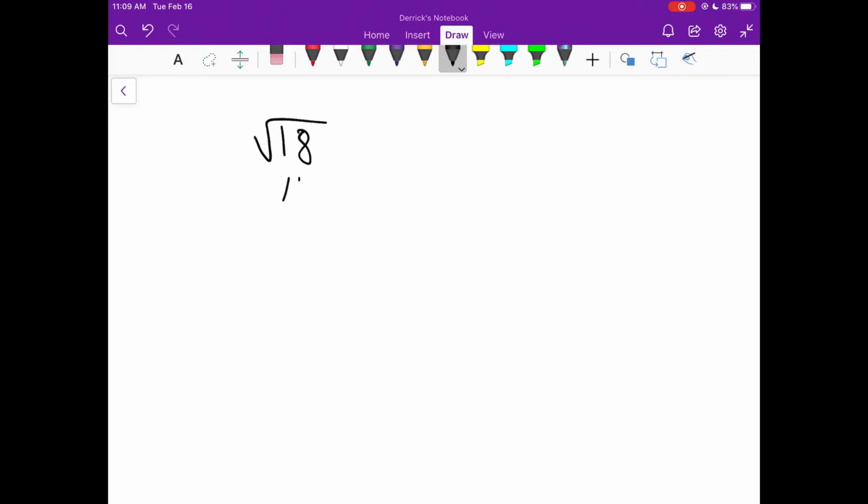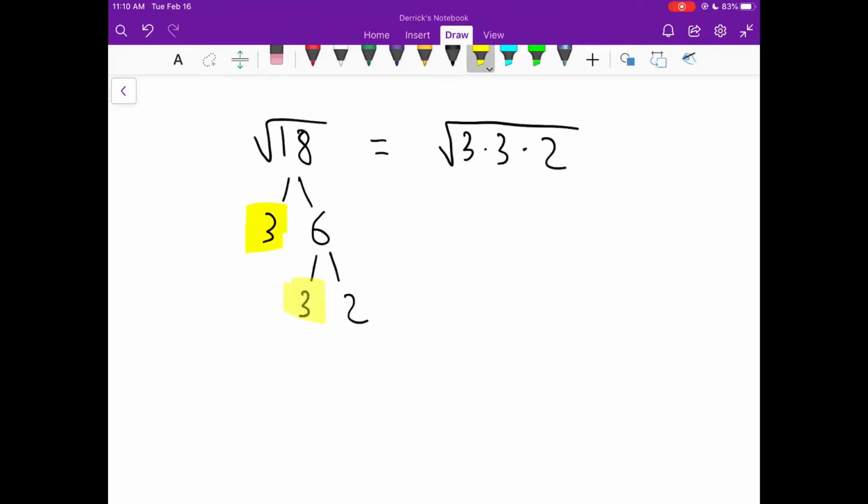For example, we know that 18 breaks down into 3 and 6, and 6 breaks down into 3 and 2. Well, what I notice now is that when we look at 18 broken down into its prime factors, we can write this as the square root of 3 times 3 times 2, right? Just all the prime factors that we found when we broke it down. And what I noticed then, specifically, is that we've got this pair of 3's. Meaning, effectively, that's the same thing as the square root of 9, right?